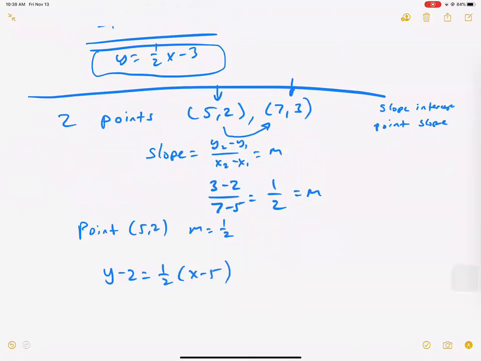The goal is that we identify what we have, what our tools are, and then how to use these tools to answer the question that they're asking. So if they want us to stop here at point-slope form, we are 100% done. If they want us to transfer this to slope-intercept form, fine.